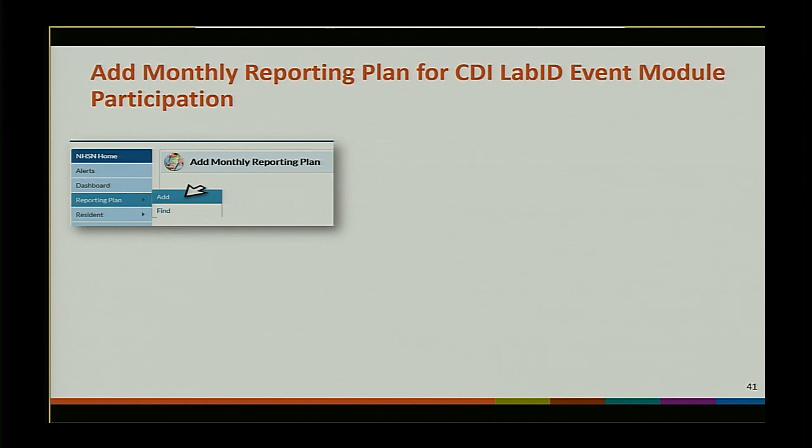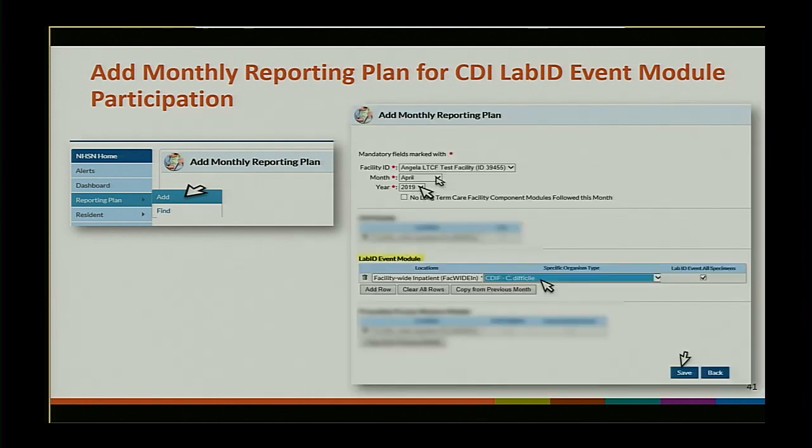So go back to your home screen. Remember that left navigation here, and you're going to go to Reporting Plan, Add. Once you do that, it's just going to populate for you, and you're going to select the month and year in which you plan to have this plan in place. So I've selected April 2019, and my facility is only interested in performing C. difficile surveillance for the month. So FacWideIN is the default. You can't change that. Organism type from the drop-down, I would select C. difficile, and then the LabID will auto-check. So really easy, and then click Save, and that's my reporting plan for the month of April.